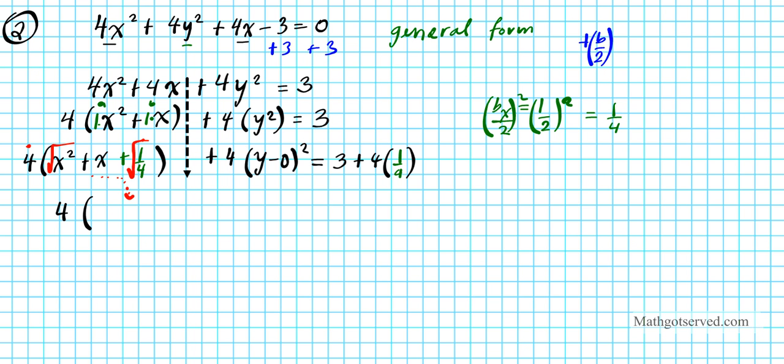All right, so the square root of x squared is x. The middle sign is plus. Square root of 1/4, you root the top, you get 1. You root 4, you get 2. So x plus 1/2 quantity squared plus. Bring down this 4, and this is already factored, y minus 0 quantity squared.